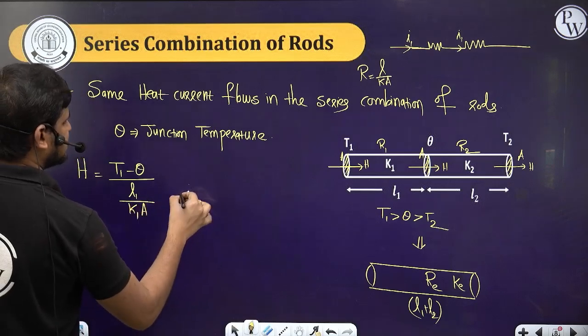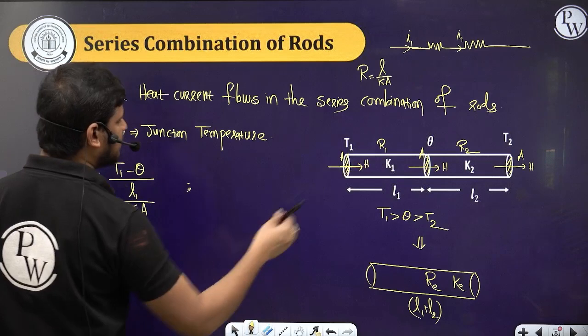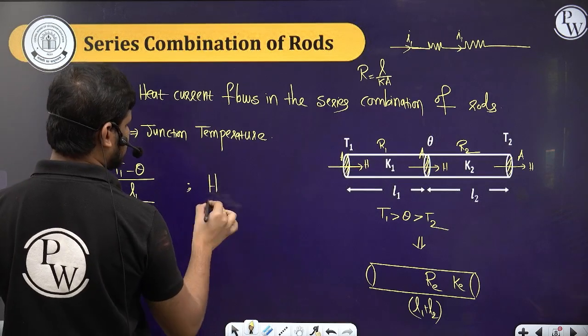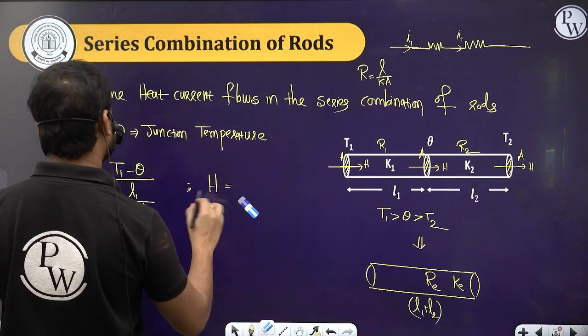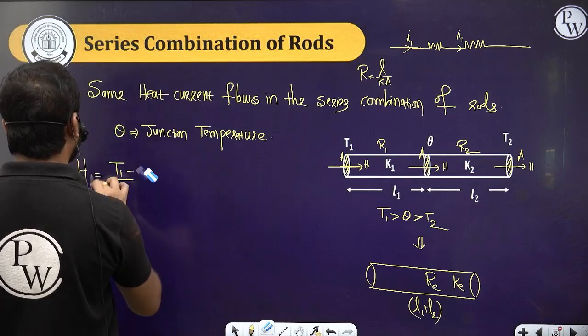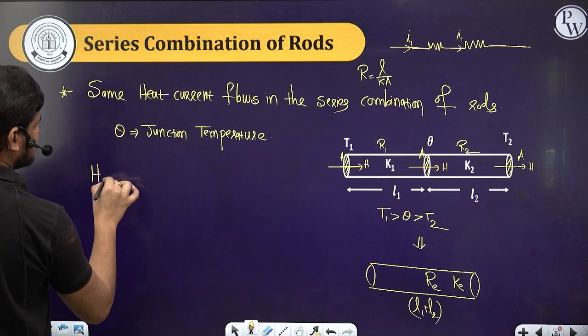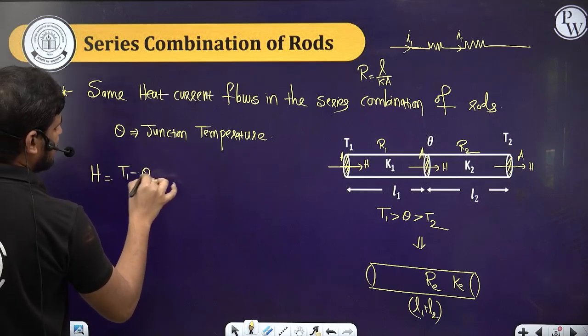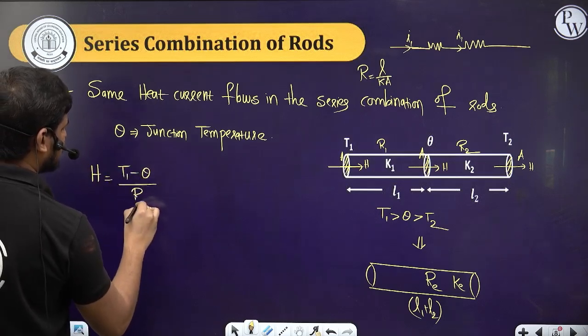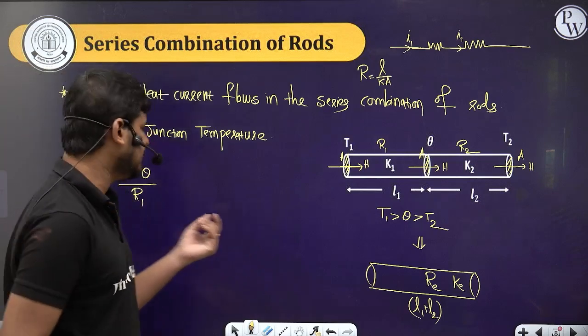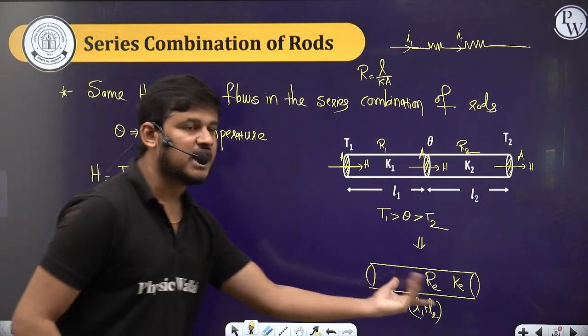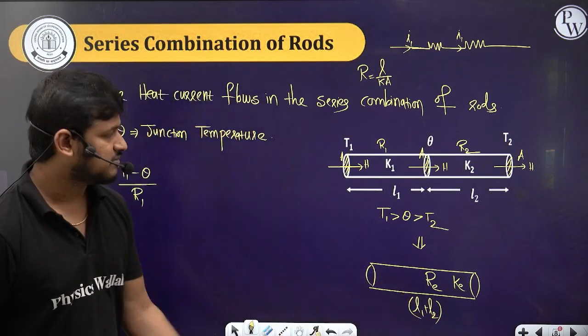So then the same heat current flows in the second one. So what is that? Let the thermal resistance of this one be R1. So H is equal to (T1 minus theta) by R1. Let's first get the relation between R1, R2 and R equivalent. So then we will go for the thermal conductivity.